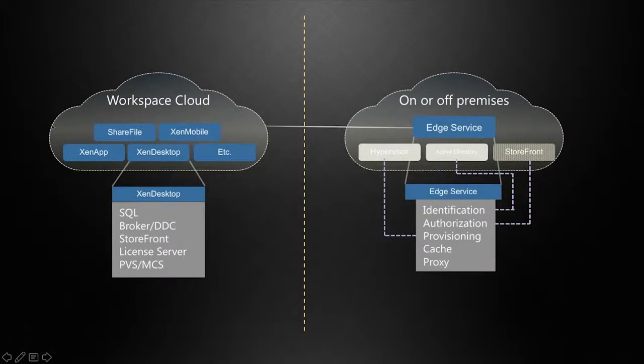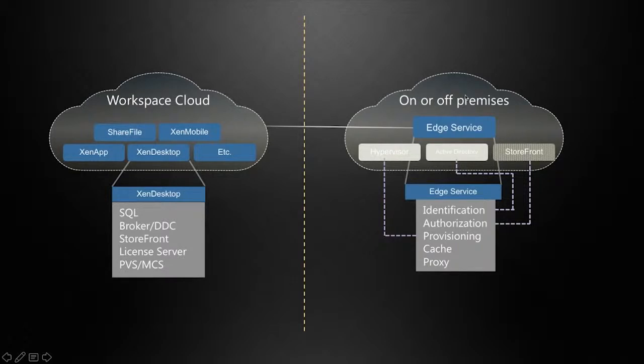And what you see in the cloud, and actually what's represented by blue here, are services that Citrix actually manages. So here you see XenDesktop, and you see the SQL Server, the broker, license server, StoreFront, and the provisioning elements. That's all being managed in the cloud that the customer doesn't have to manage.